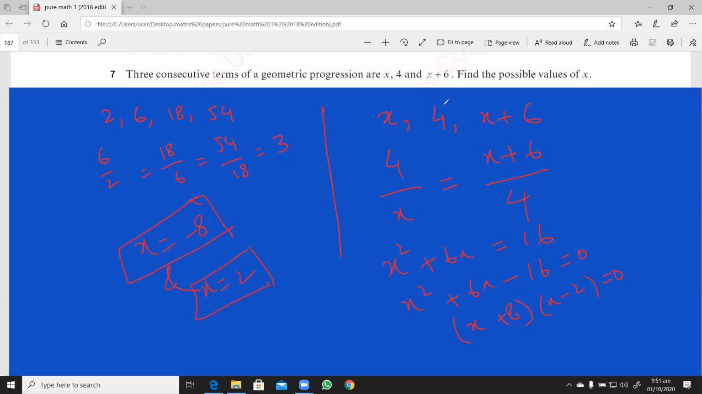In a GP, this 4 over x would be same as this x plus 6 over 4. Now this type of question you will be seeing a lot in your past papers. Okay?